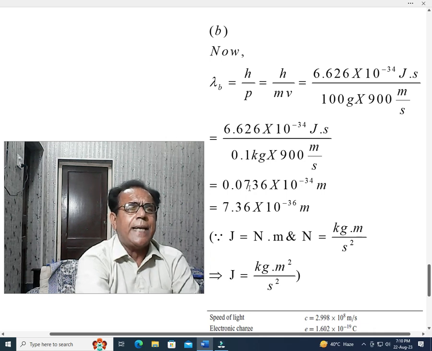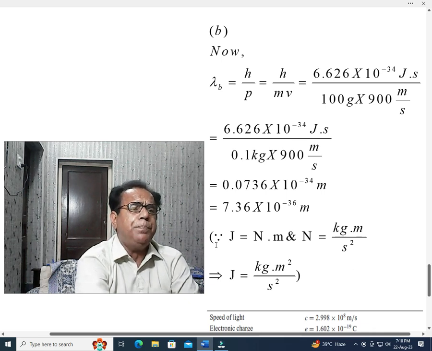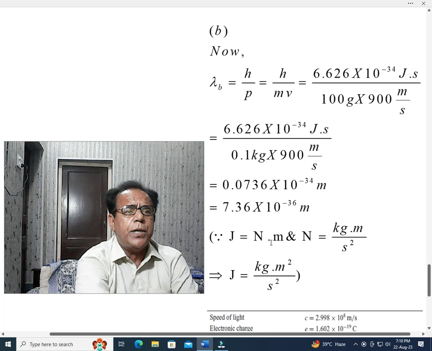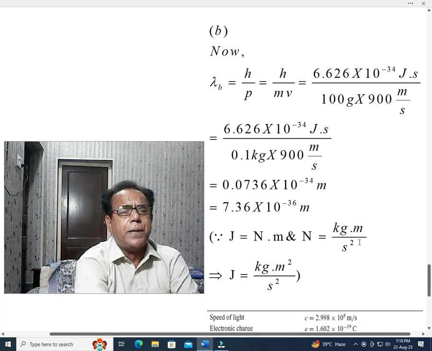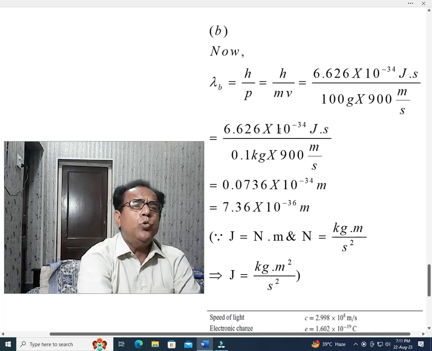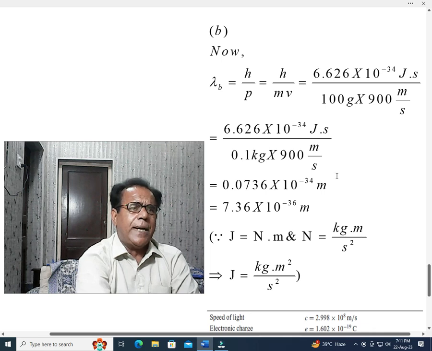Actually, dear students, the second last expression has been changed into this 7.36. Due to this, the 34 has changed to minus 36. During this simplification, this formula has been used, because these three dots indicate since joule is equal to Newton into meter and Newton is equal to kilogram meter per second square. This implies that joule is equal to kilogram meter square per second square. Using this, these units are cancelled and we are left with 7.36 into 10 raised to the power minus 36 meter.